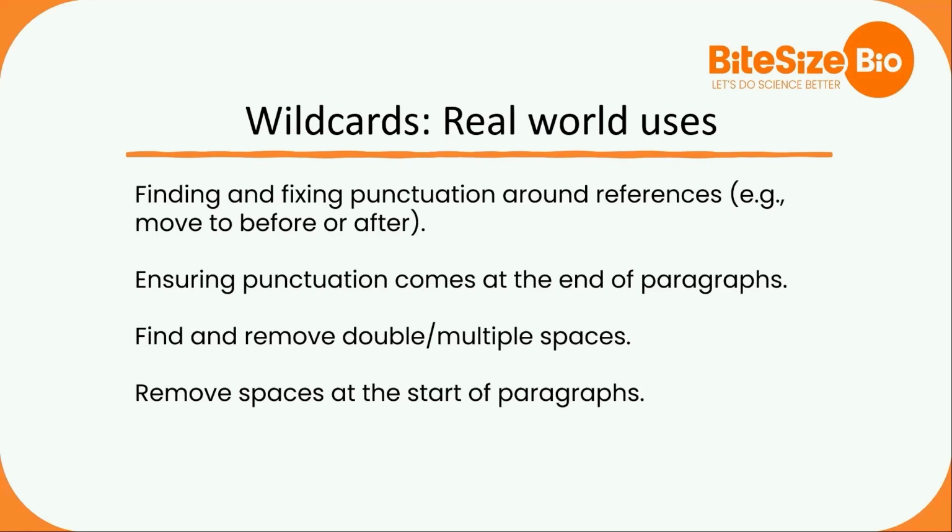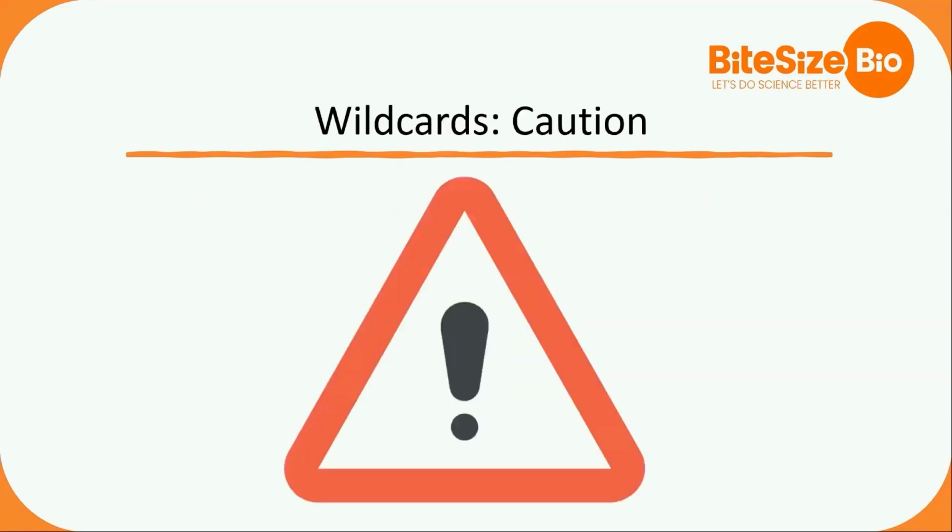Again, making sure the punctuation is appearing at the end of your paragraphs. Finding and removing double or multiple spaces, or removing spaces at the start of paragraphs. Again, wildcards and advanced find and replace can help with all of these. So again, check out the free download for a cheat sheet, which, as well as including the detailed terminology for the different symbols that you use for wildcards and what they mean, also includes examples of searches that we found useful and think other people might find useful as well.